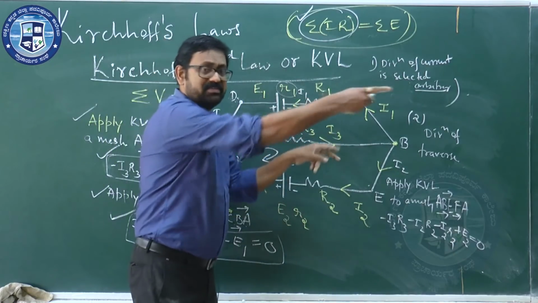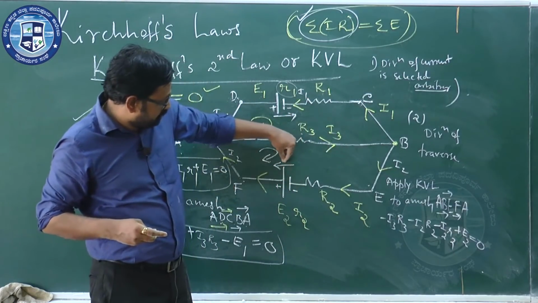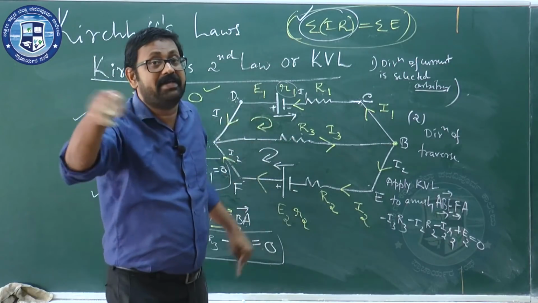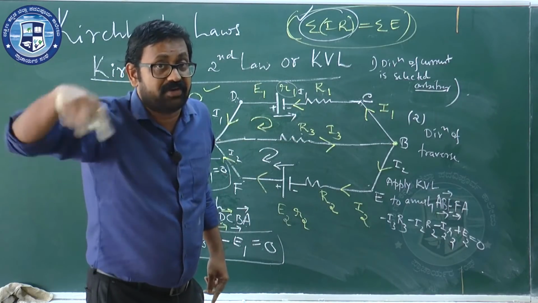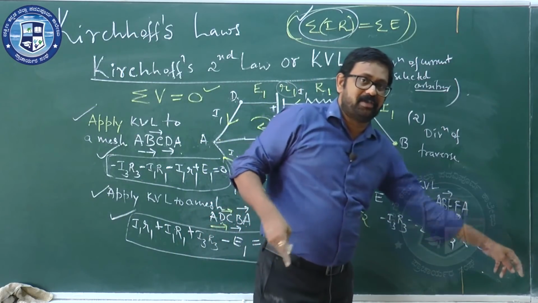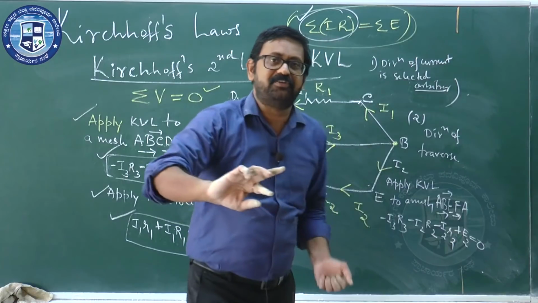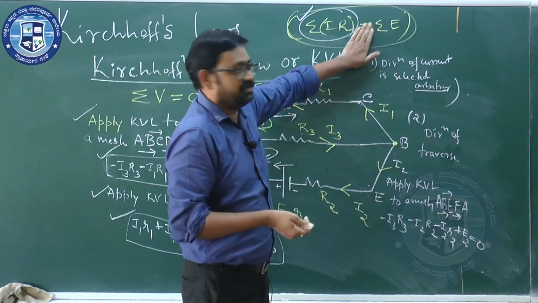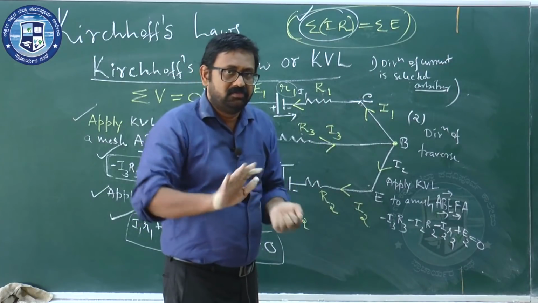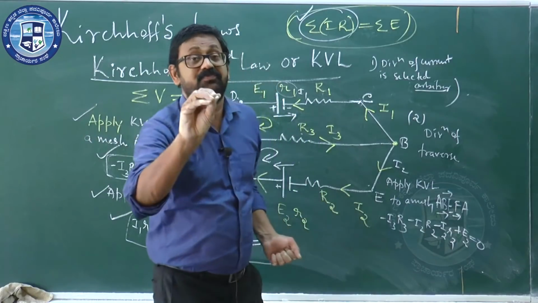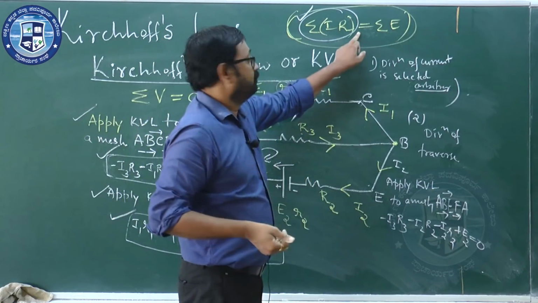If you are writing EMF on the other side, when you are crossing the cell, if you are moving from negative to positive, that time EMF will be taken as minus E, if you are writing it on the other side of the equality. Don't you think that if I shift this E to the other side, it will become minus E2? That's all. You have to reverse the sign convention which I gave for EMF, if you are following this equation. So don't give much concentration to that. Whatever sign convention I explained, you follow that. Just for your knowledge I mentioned.